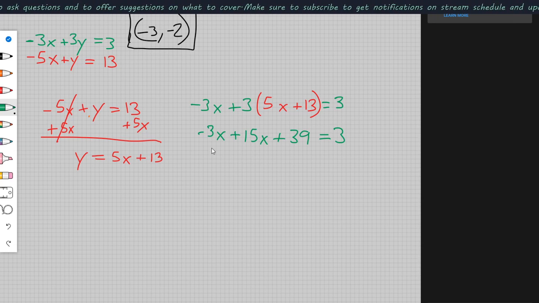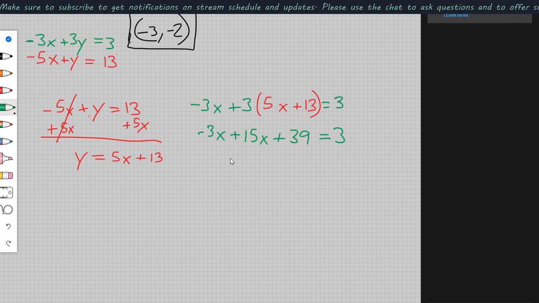So I'm going to combine my like terms first before I start moving stuff over. So negative 3x plus 15x. If you want to move the 39 over first, that is up to you. That's more than okay. You still should get the same answer. So if you want to solve it that way, go ahead and do it. Just check at the end.